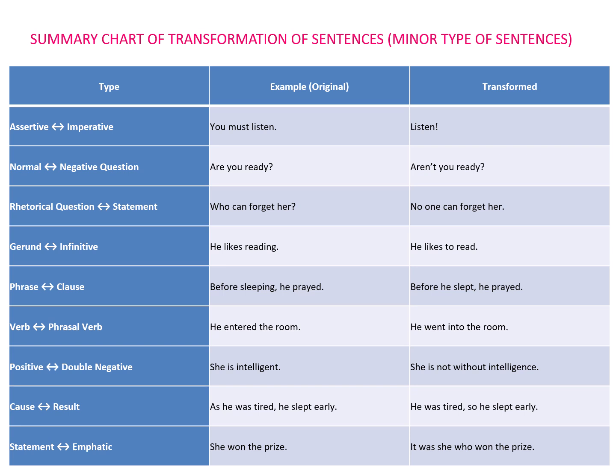Cause to result: as he was tired, he slept early. He was tired, so he slept early. Statement to emphatic: she won the prize. It was she who won the prize.